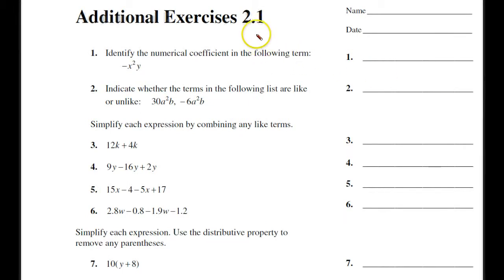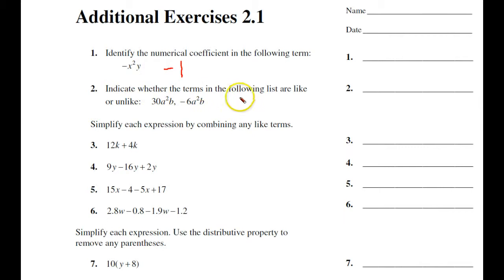Now, as we go on to topic 1 of our new chapter, chapter 2, this will eventually deal with equations and give you that extra practice, hopefully. So, a couple of little things as we go along. Identify the numerical coefficient in the following terms. Well, this is a term. There are variables, so what's the numerical coefficient? Well, it would be a negative 1. You might say, well, there's no 1 there. Well, there is. We just don't write it.